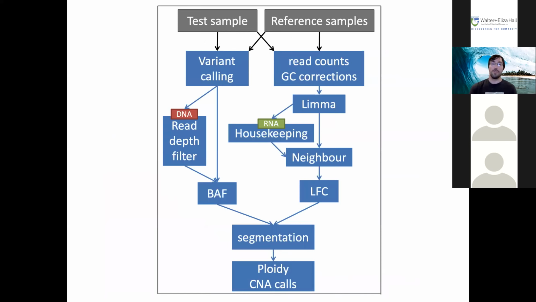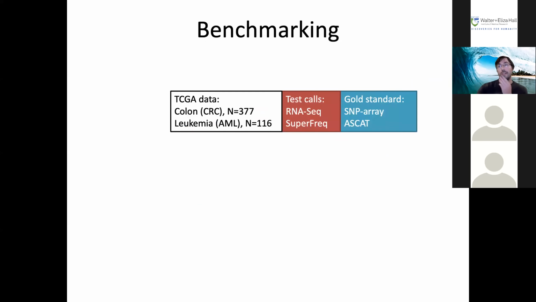And as I talked about before, we are trying to avoid simulated data. And instead, we go to TCGA. We go to the colorectal cohort and the AML cohort that have hundreds of samples each. And these cohorts have matched RNA-Seq and SNP arrays. They have exomes as well, but we don't use that at this point. So here we compare the SuperFreq calls on the RNA-Seq with ASCAT, which is a copy number caller, with ASCAT calls on the SNP arrays.